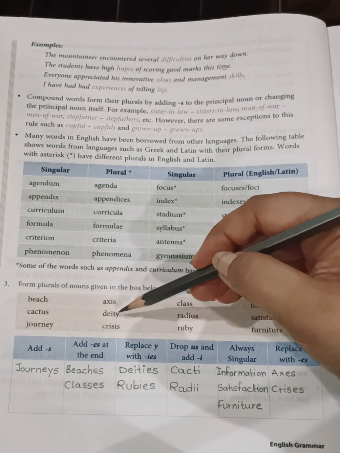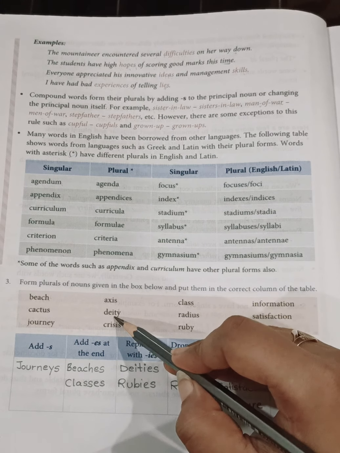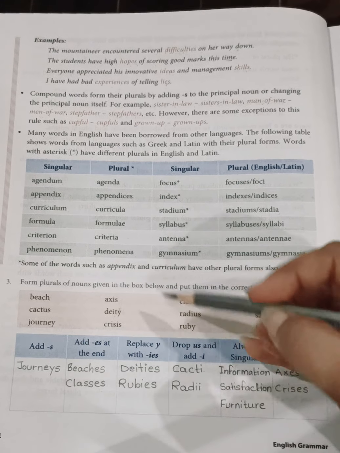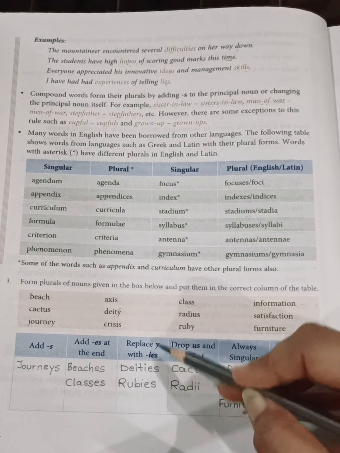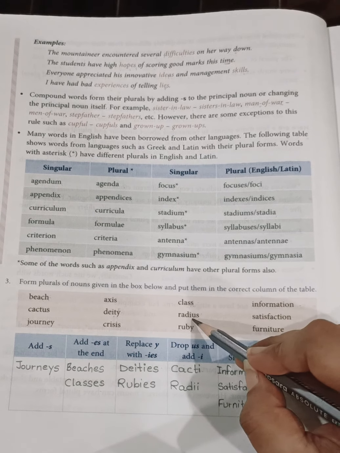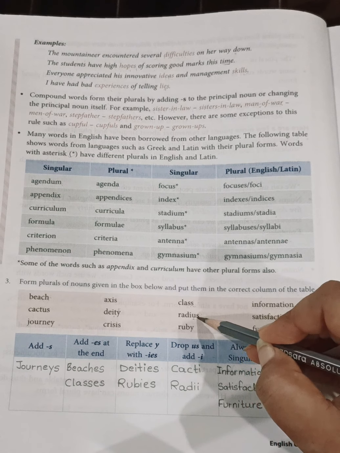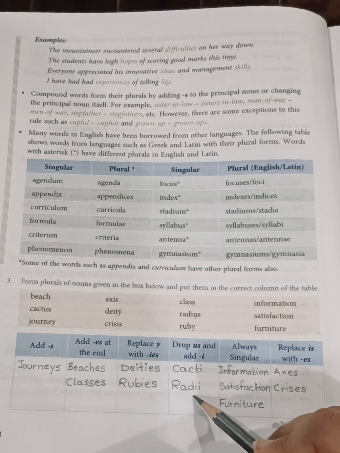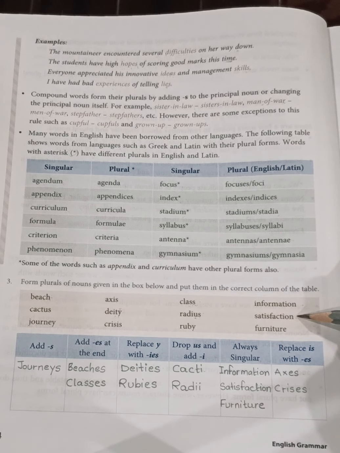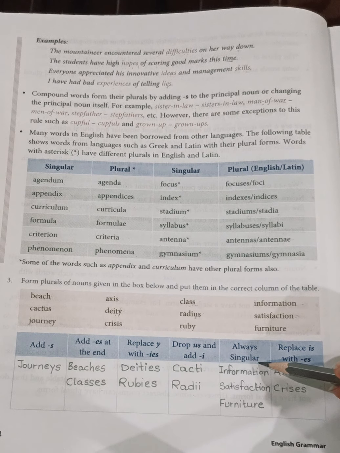Deity. Here we are having a consonant and Y. So we will cut Y and we will add IES. So we will write it here in this column. Radius. Radius, again we are having US. So we will cut US and we will add I. So radii. Satisfaction. Now satisfaction doesn't have any plural form. So we will write it in always singular.